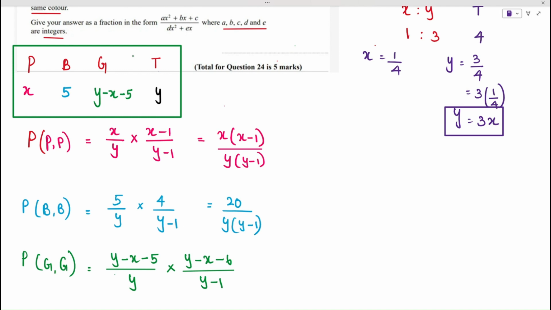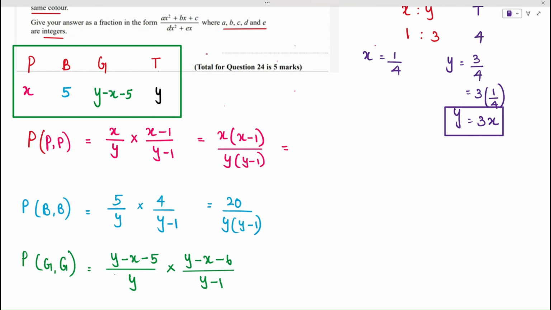So now what we can do is substitute our y equals 3x into all of our probabilities here. We don't want to simplify any of our fractions, because we don't want to lose our denominator having the form of x squared plus x with our coefficients of d and e. So we'll substitute 3x in the place of all our y's.